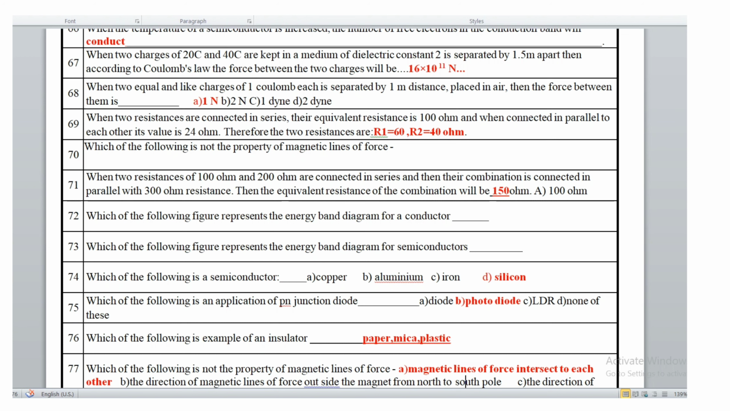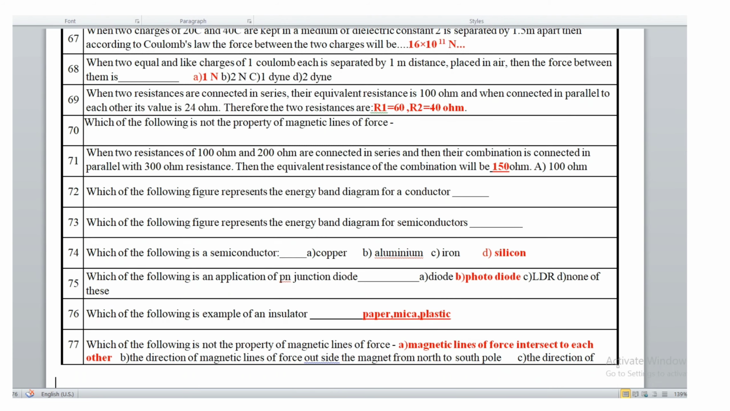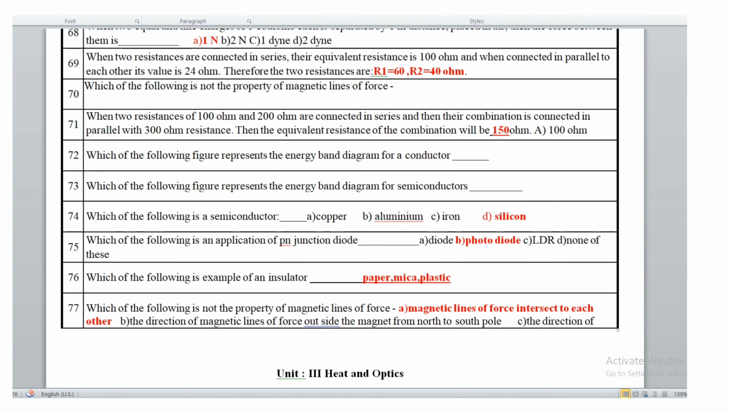Which of the following figures represents the energy band diagram for a conductor? Student, see the diagram carefully. What is the energy band diagram for a conductor? Also for the energy band diagram for a semiconductor, you have to identify which of the following is a semiconductor. Silicon is a semiconductor. Which of the following is an application of PN junction diode? Photodiode is a PN junction diode. Which of the following is an example of an insulator? Paper, mica and plastic are insulators.